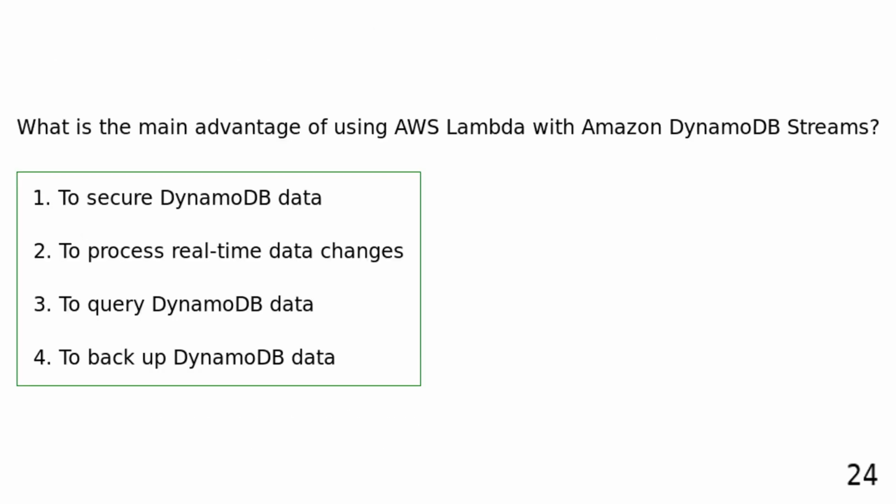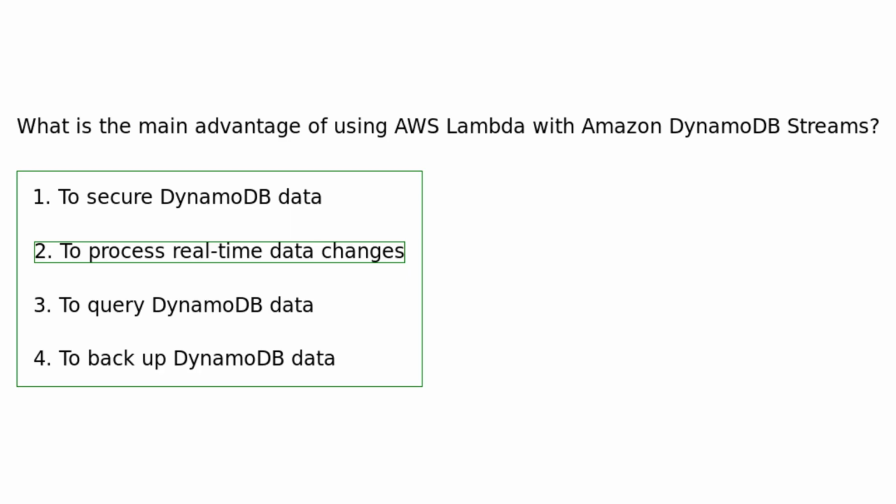What is the main advantage of using AWS Lambda with Amazon DynamoDB streams? To secure DynamoDB data. To process real-time data changes. To query DynamoDB data. To back up DynamoDB data. AWS Lambda can be triggered by Amazon DynamoDB streams to process real-time data changes, such as inserts, updates, and deletes.